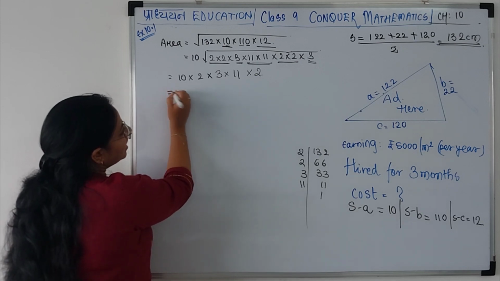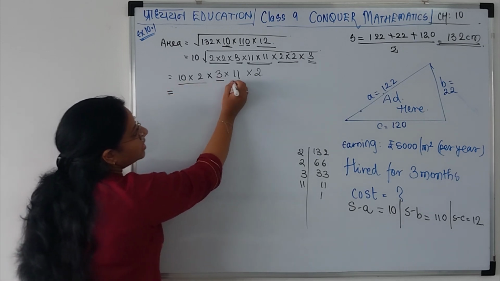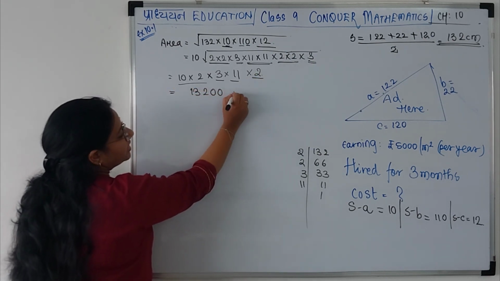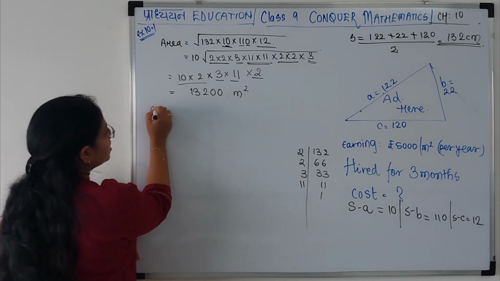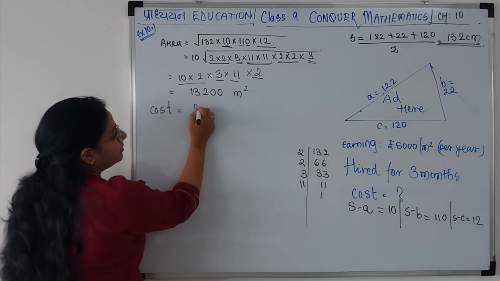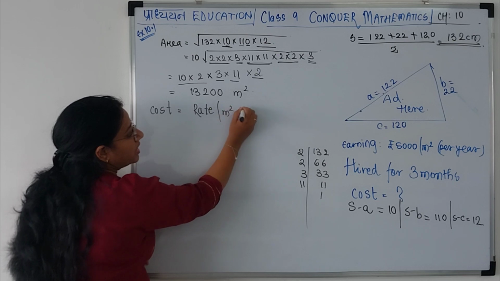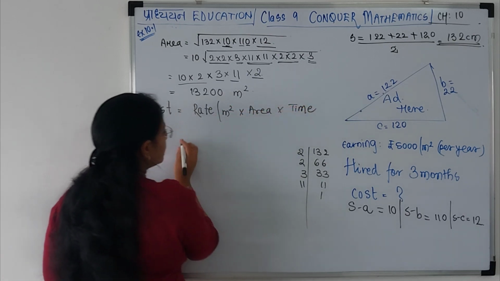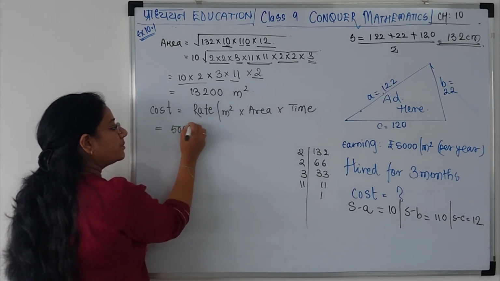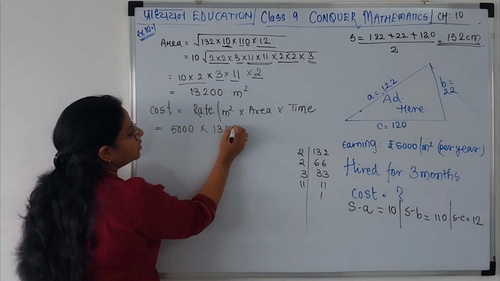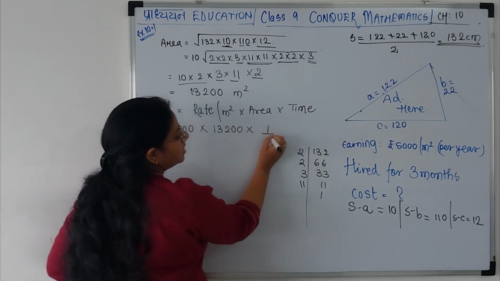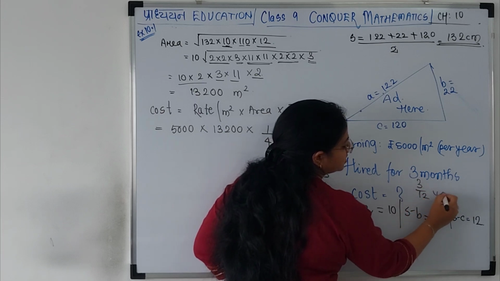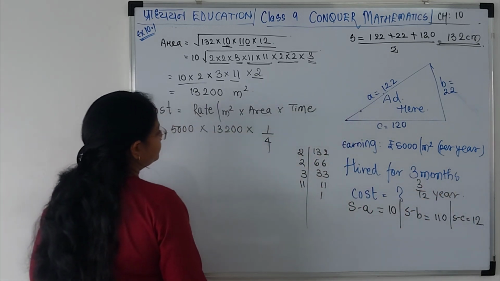So this gives me 2 threes are 6, 60 into 11, 660 into 2. This gives you 1320 meter square as the area. Now cost will be equal to rate per meter square into area into time for which it is hired. Rate per meter square is 5000 rupees. Area is 1320 and time is 1/4 of a year. 3 months is nothing but 3 by 12 of a year, that is 1/4 year.